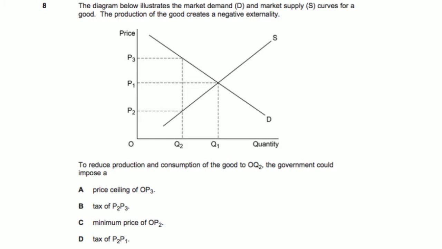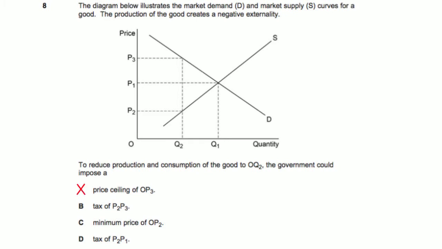So let's go through these options and see what effect each of the options will have. Option A is a price ceiling, and this is the same as a maximum price. And the price ceiling for this is going to be OP3. This means that the price cannot go above P3, which currently it isn't. Currently the price is P1. So this is going to have no effect on the equilibrium in this market, which means that the quantity will stay the same. Therefore, A is wrong.